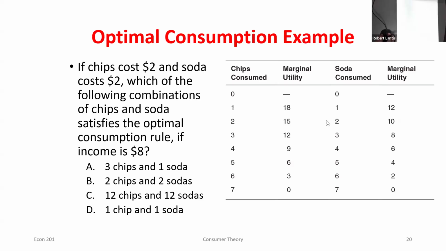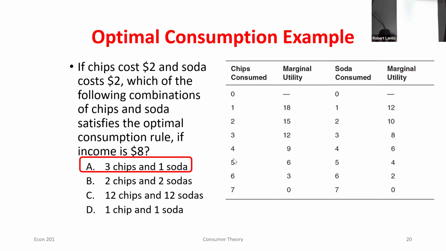They're the same value. So maybe I buy that third bag of chips first. I now have $2 remaining. Will I buy the fourth bag of chips or the first can of soda? 12 is greater than 9. So I buy that first can of soda. I've now spent all $8. So my optimal consumption would be 3 bags of chips and 1 can of soda.